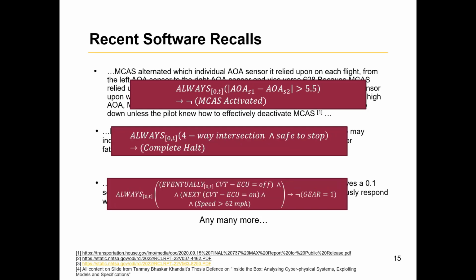Now, if we were to use STL to formulate these requirements, this becomes a pretty easy task. These are the formulations that we can write using STL logic. In the first case, you can see that always, from time 0 going till n, whenever the distance between the sensors goes greater than 5.5, you do not activate it. So the requirements get formulated pretty nicely into STL logic.